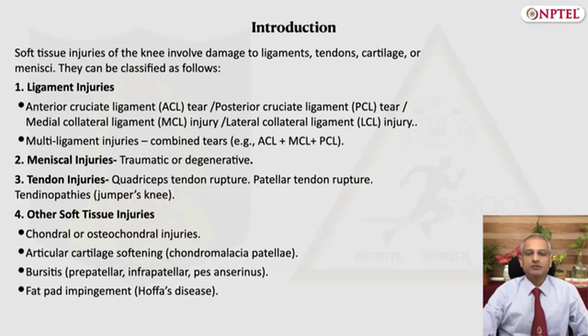The meniscal injuries could be traumatic or degenerative in origin. The tendon injuries could be rupture of the quadriceps or the patellar tendon, or tendinopathies around the knee, which are called jumper's knee or runner's knee. The other soft tissue injuries of the knee could be chondral or osteochondral injuries, damage to the articular cartilage like in chondromalacia patellae. It could be bursitis of different bursa around the knee, or fat pad impingement called Hoffa's disease. Now let's try to cover each of these separately, beginning with the ligamentous injuries of the knee.